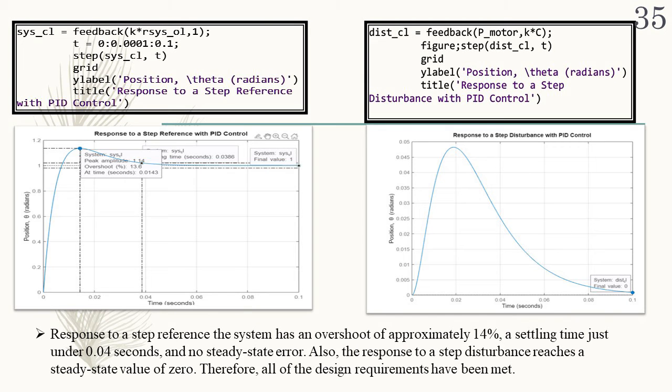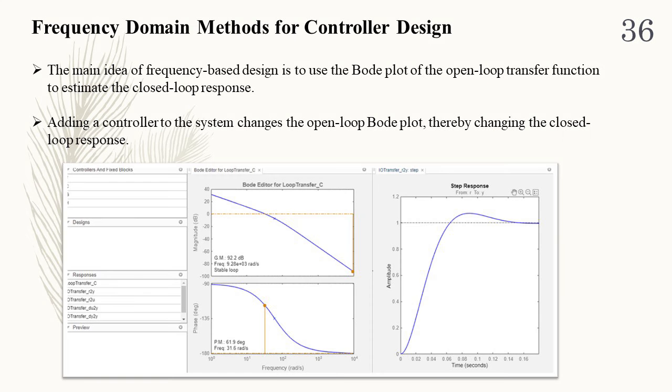Given below are the response to a step reference with PID control and the response to a step disturbance with PID control. As you can see, the overshoot is given as 13.6%, which is less than 60%. There is no steady state error, and the settling time is given as 3.86 milliseconds. Therefore, all of the design requirements have been met.